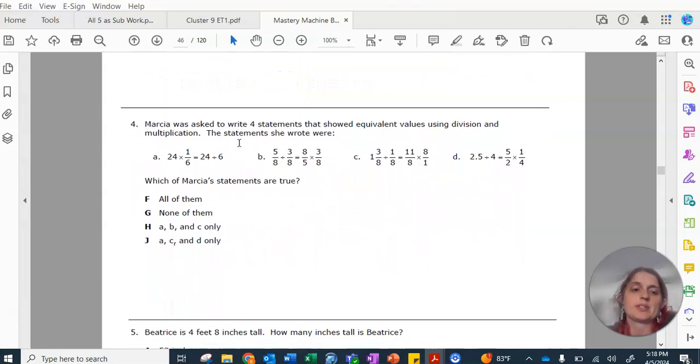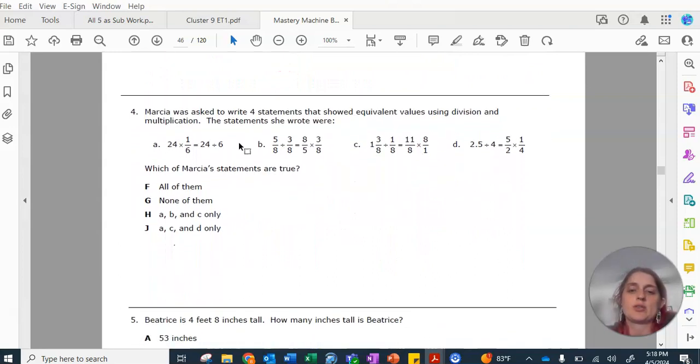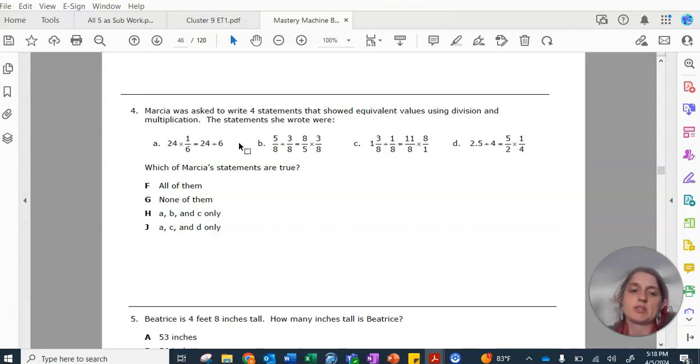Number 4, Marcia was asked to write 4 statements that showed equivalent values using division and multiplication. These are the statements she wrote. Which of Marcia's statements are true? So I see some fractions, I see division problems, so I'm immediately starting to think they both need to be fractions. Like looking at A, I see 24.